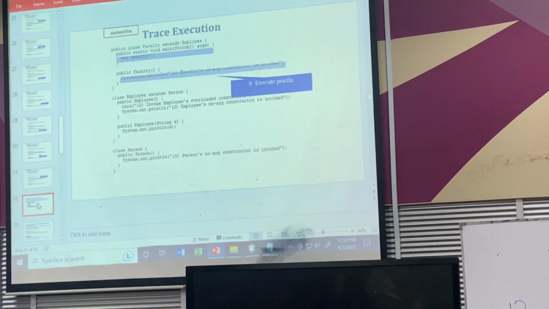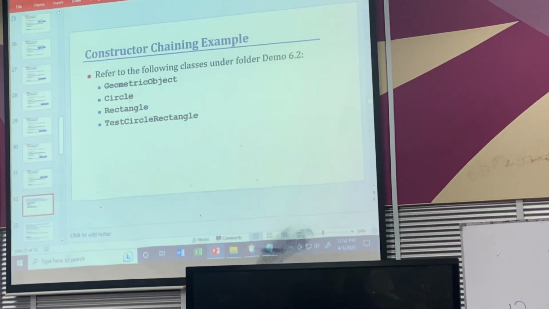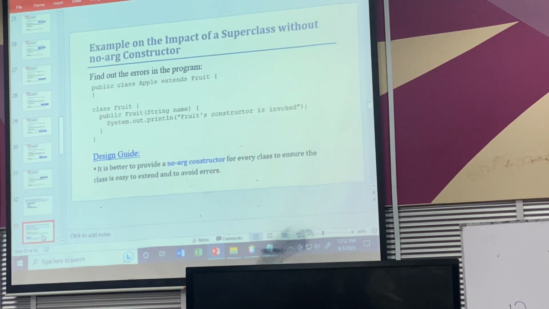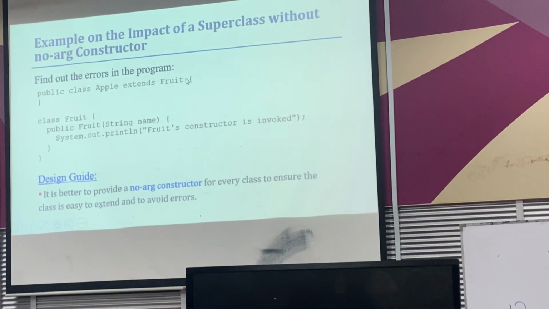Clear? Same thing, like this example I give you, same. This example, test rectangle geometric object. Now try to identify what's wrong in this. Find out the error. Public class Apple extends Fruit. Okay, we have one Fruit here, and this Fruit has a constructor that needs to pass in the name.